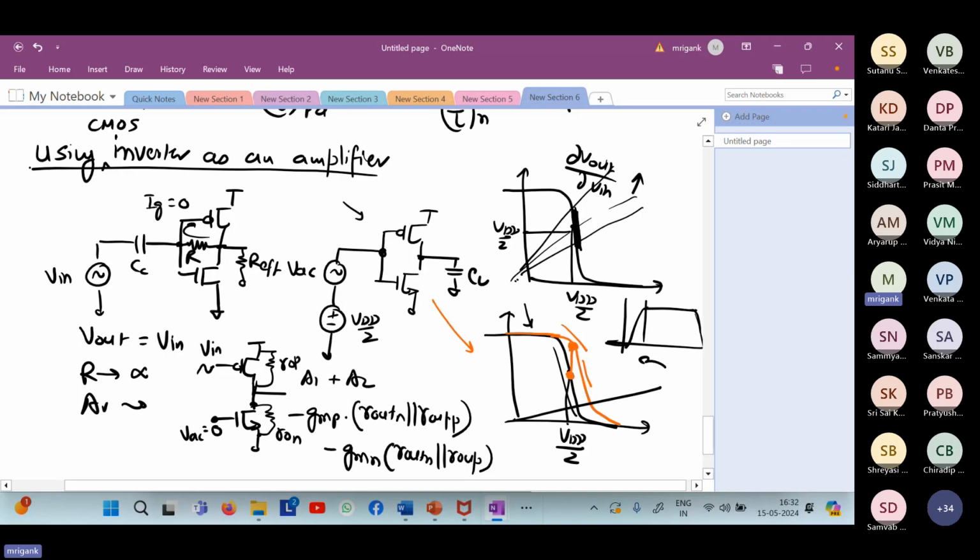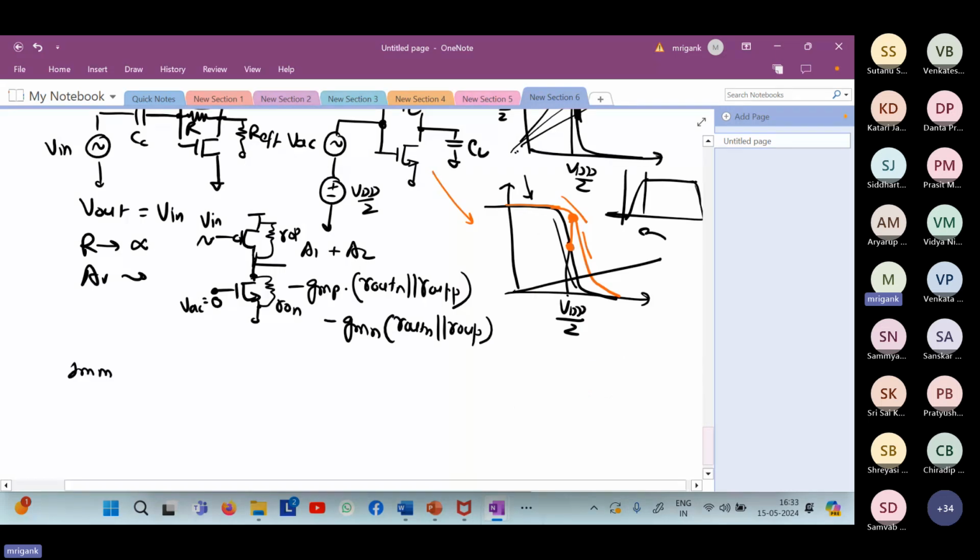Suppose you design a chip of 1 millimeter by 1 millimeter. Even if you fill this entire 1 millimeter square chip with only capacitor, the maximum value you can get will be maybe a few nanofarad. So a few nanofarad.